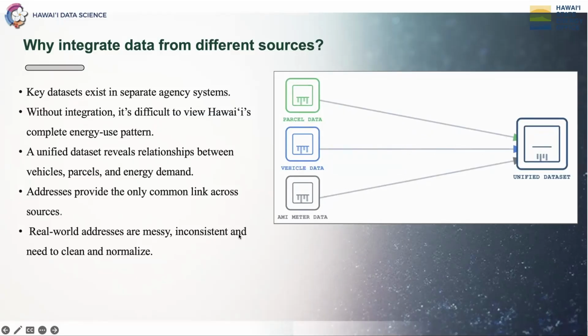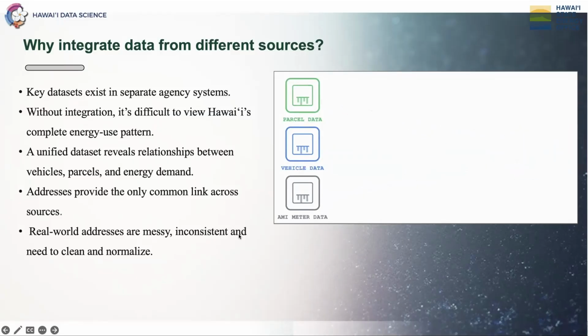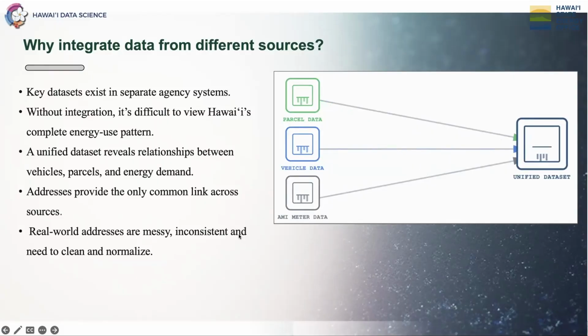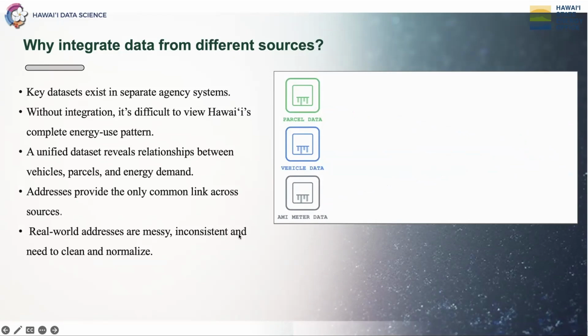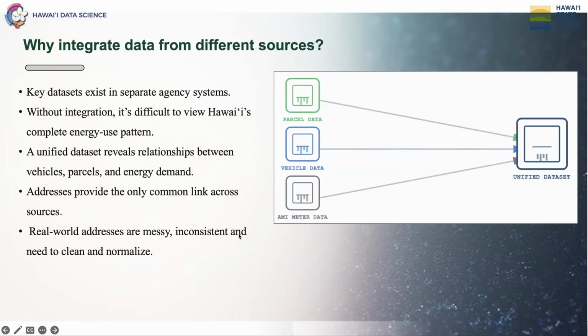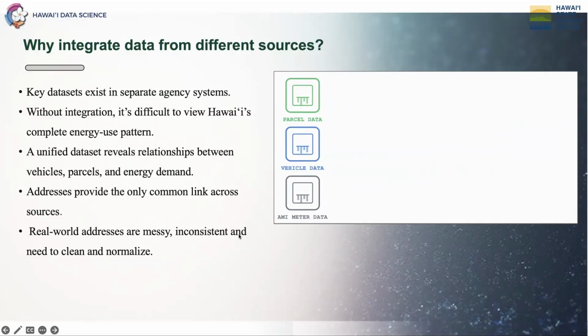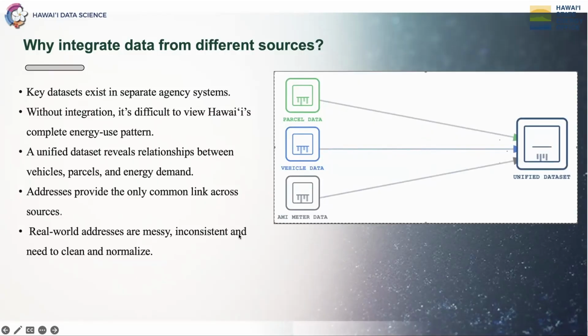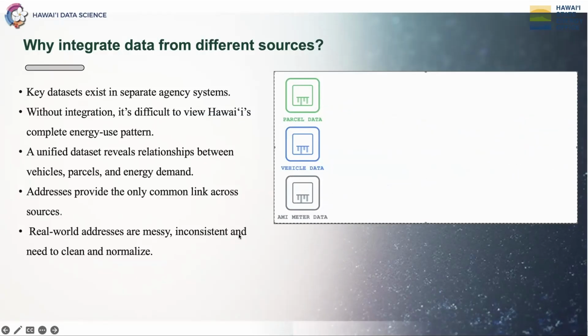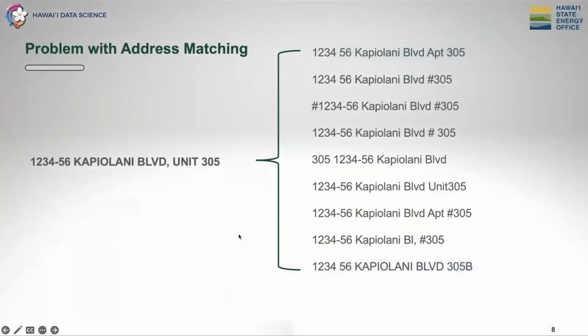So if we want to integrate all of these data sets, we need a common identifier or a common column that can relate all of these data sets. So in our case, we are using the address column. The problem with the address is it is very messy, inconsistent and incomplete. So let me elaborate on the problem with address-based matching between the data sets.